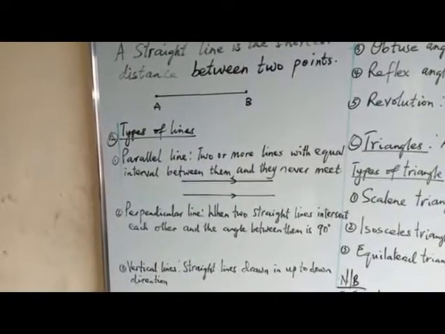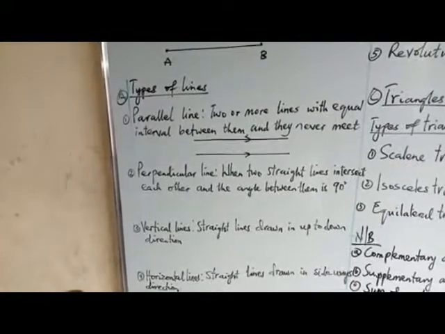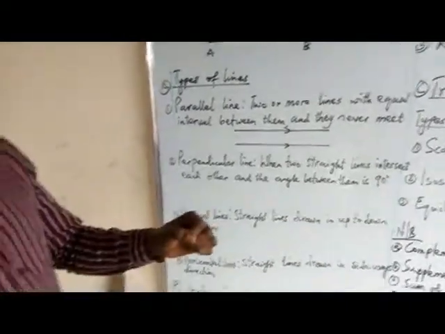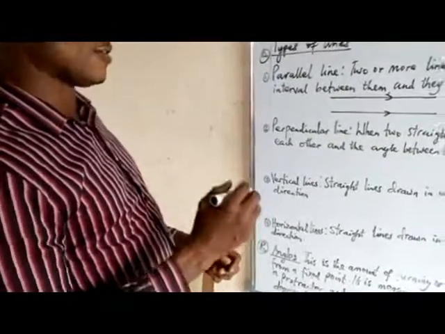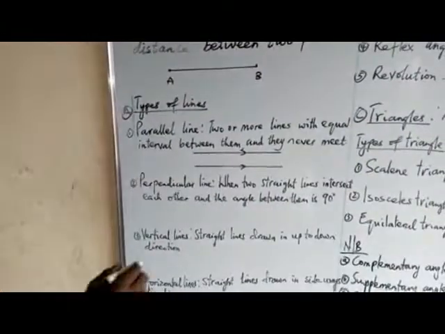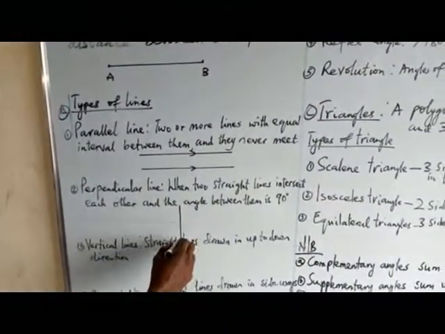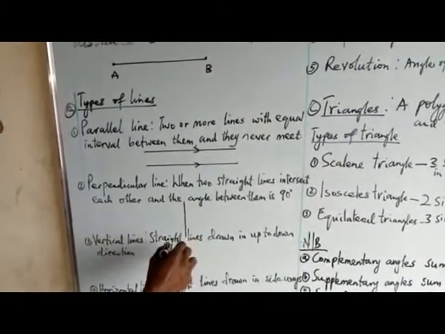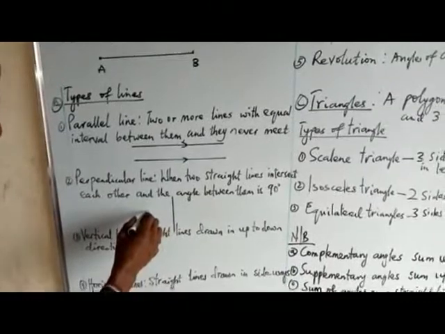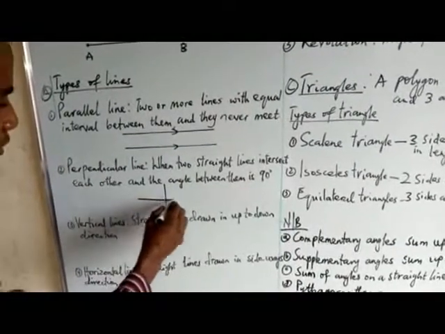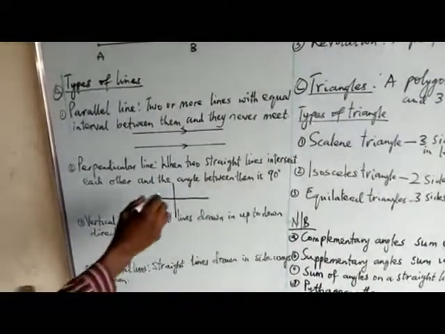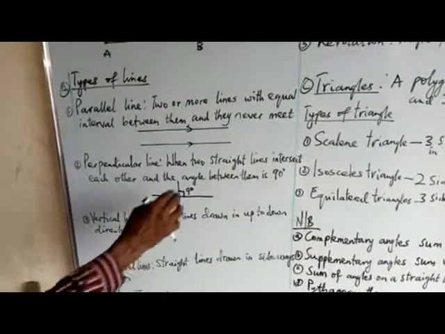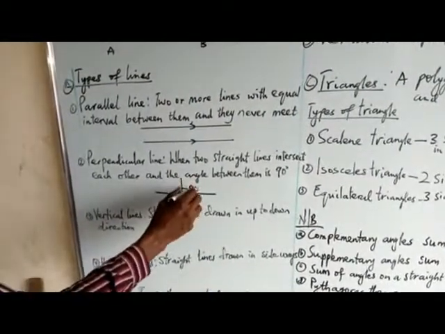Then the next type of line we want to look at is the perpendicular line. When two straight lines intersect, which means to cross each other, the angle between them is always 90 degrees. For example, I'm going to draw it here. This is a perpendicular line. I first draw a vertical line, and another line which is called horizontal line is crossing it at the center. And the angle between them is always 90 degrees. So this is what we call a perpendicular line.